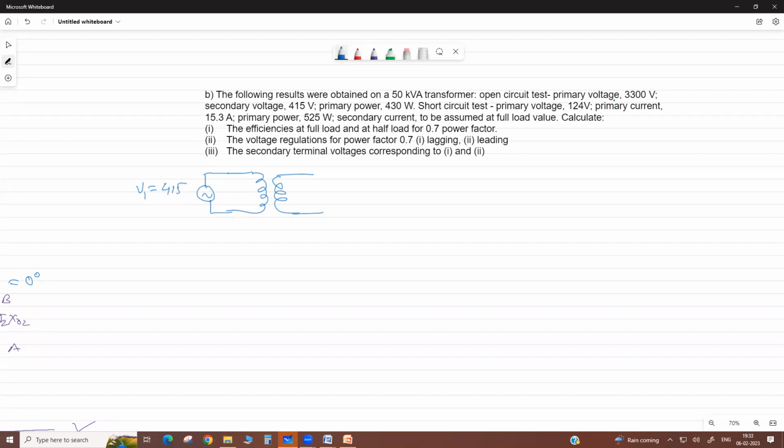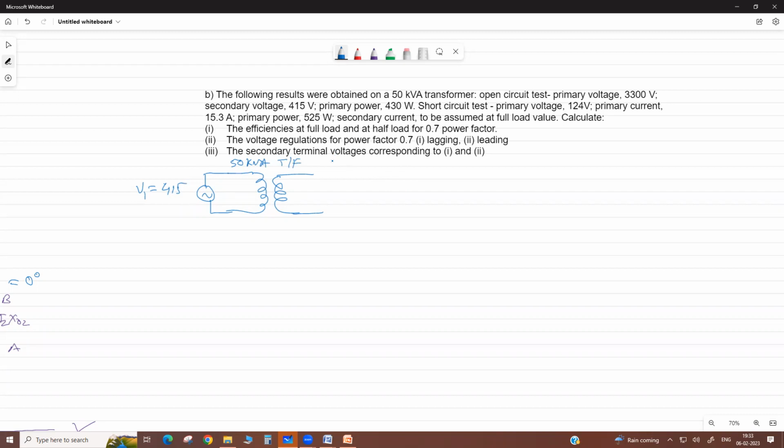It is not written here whether it is 3 phase. He does not talk about the phase, whether it is 3 phase or single phase. So we take the voltage as V1 as this, and it is 50 kVA. 50 kVA is your transformer rating.